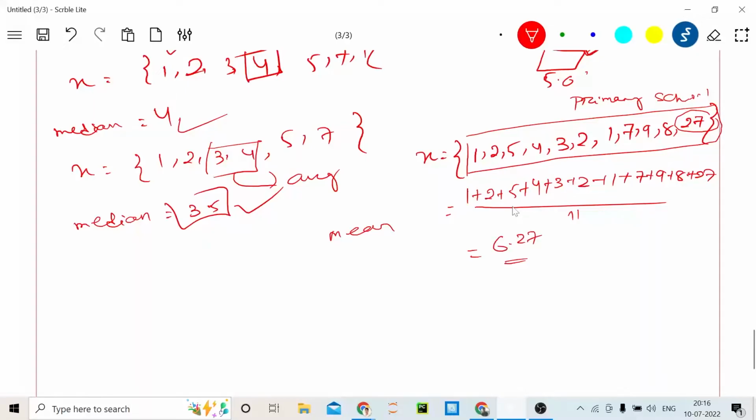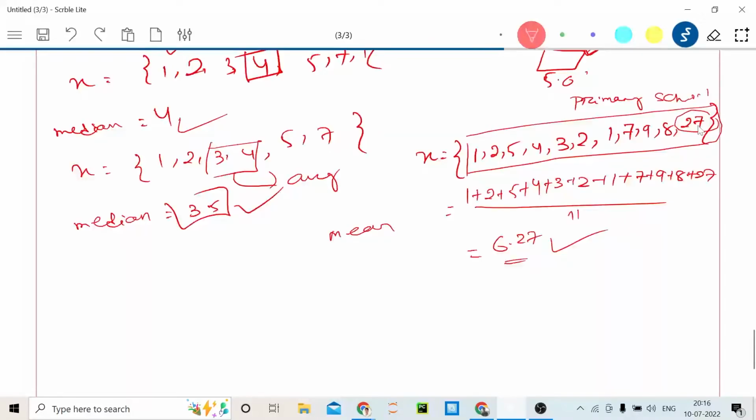Now the mean comes to 6.27. An outlier is present in our data, the value 27, which is not someone studying in primary school. In that case, what do we do? There is a difference. If I say the age of 27 is not someone reading in primary school, then calculate the mean leaving out 27.